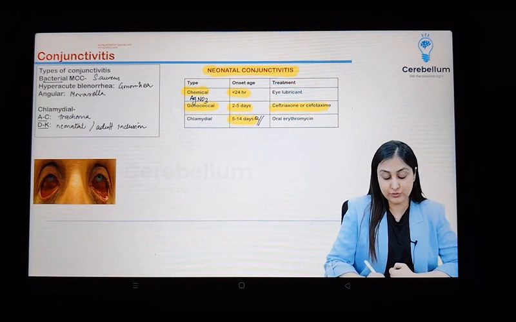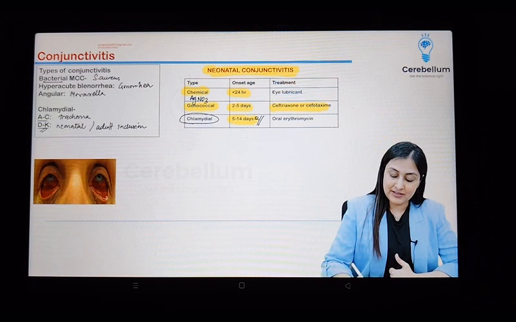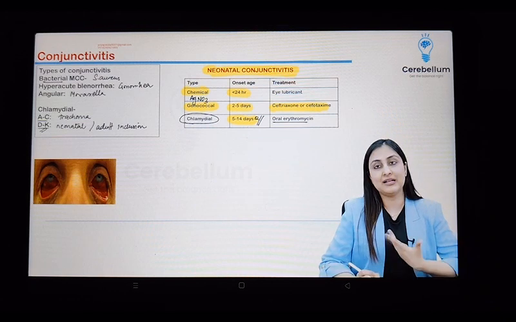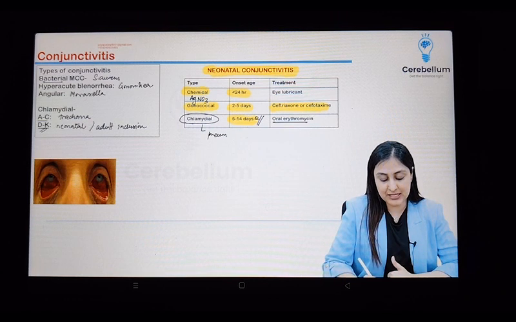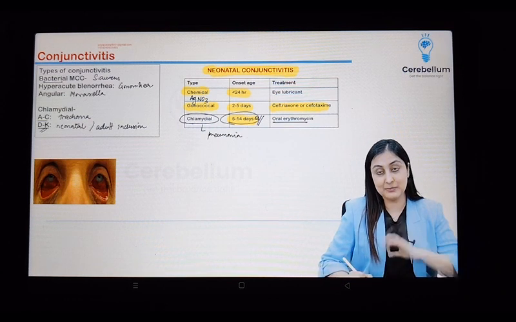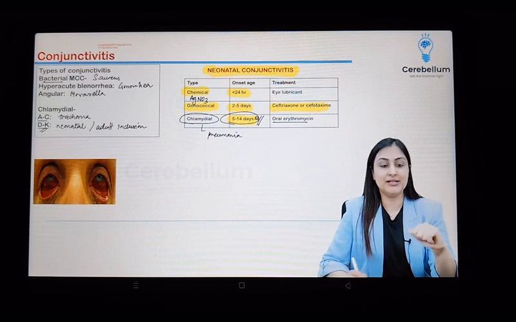Typical timeline 5 to 14 days, that is chlamydia with serovar D to K, and the drug of choice is macrolides for chlamydia, like it is for the respiratory system. Here you can also have in fact associated pneumonia in the baby of chlamydia in this timeline. So this is very important. This is given in the question. Okay, so this is 5 to 14 days.